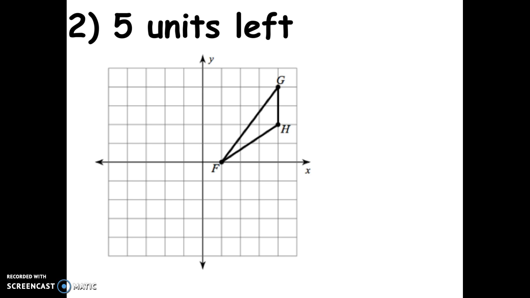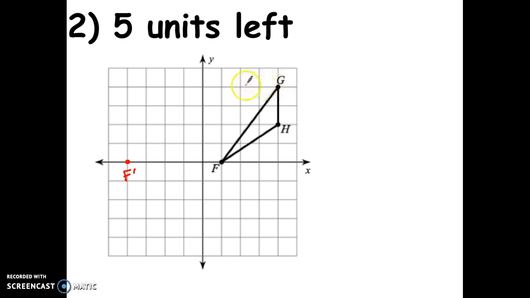Okay, now for this one, we are going to move 5 units left. So we'll simply do exactly what we did in the first example, except instead of going up, we're going to go left. So let's start with F. So I'm going to go left, which is this direction, 5 units. 1, 2, 3, 4, 5. And this will now be labeled F prime.